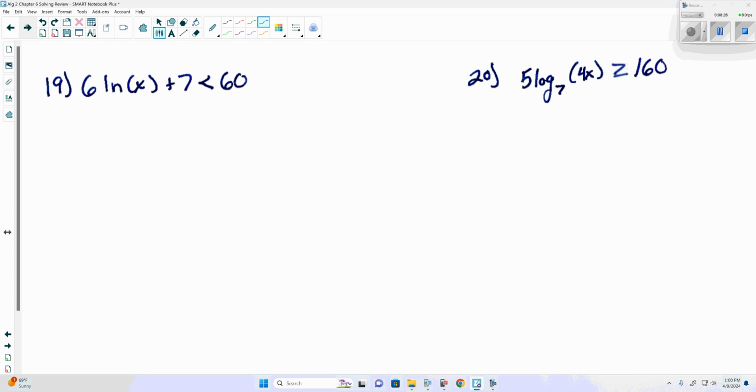Number 19, 6 times the natural log of x plus 7 is less than 60. Is the natural log by itself? No. So what do we need to do first to get it to be by itself? Subtract 7. We always want to do addition, subtraction before we do multiplication, division. So it'll tell us 6 natural log of x is less than 53. What do we need to do next?